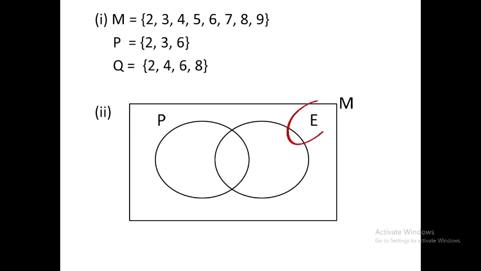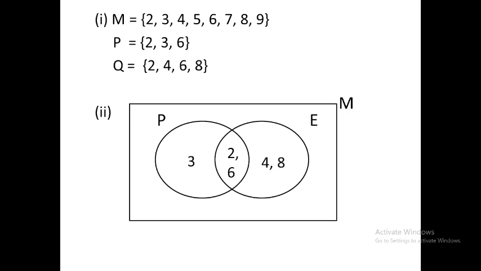Now, what is the intersection? What appeared in P and Q? And so we have 2 and 6. I believe you're okay. Now, if 2 and 6 is stated, what are we left with for P? We are left with only 3. And if you have stated 2 and 6, then it means you are left with 4 and what? 8. Good.